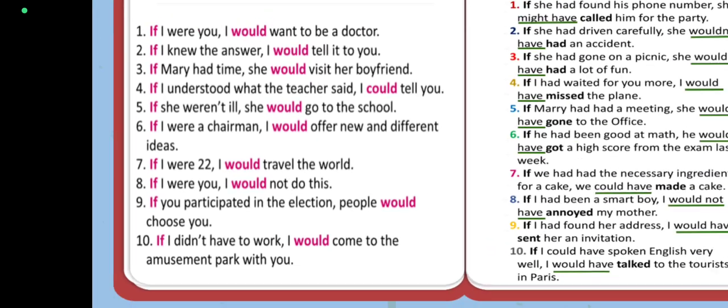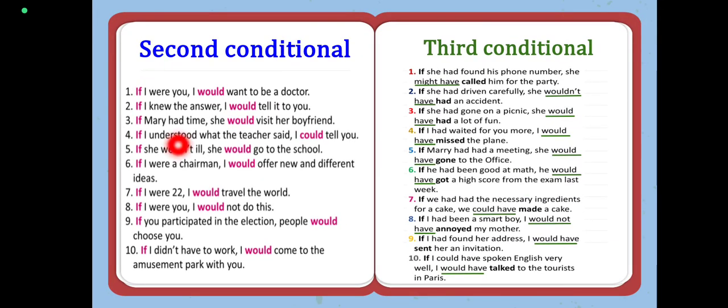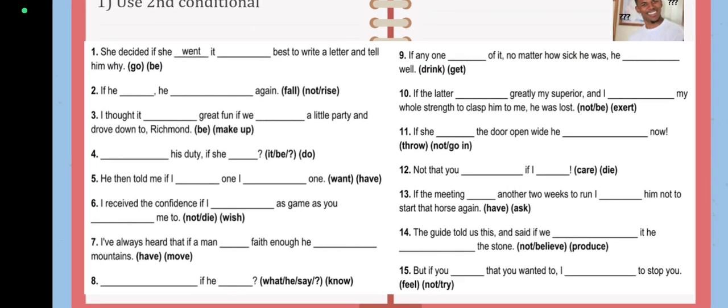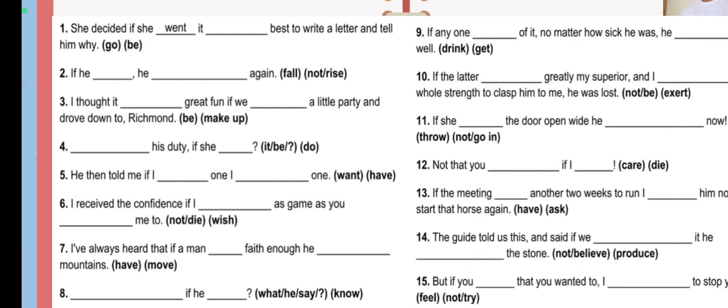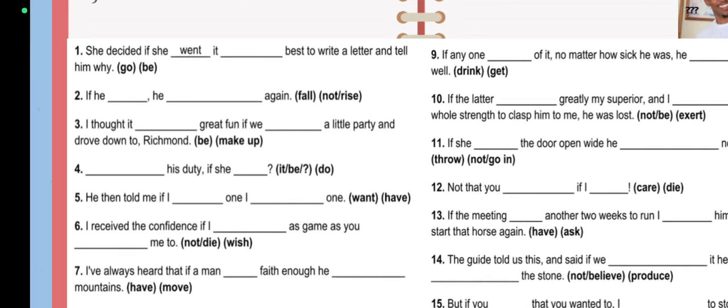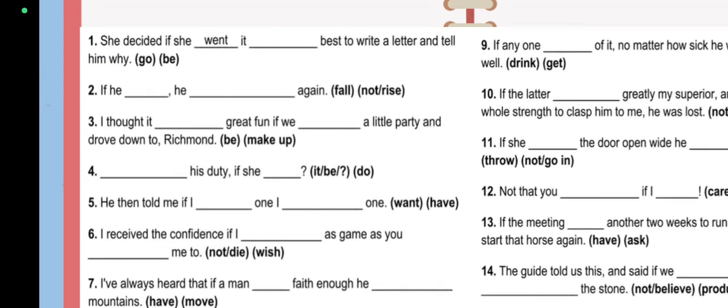Okay, students, is this clear? Yes. Amazing. Now, let's wait with this one because we are making the second conditional exercises first. So I will choose Madeline. Can you do from number 1 to number 4, please?